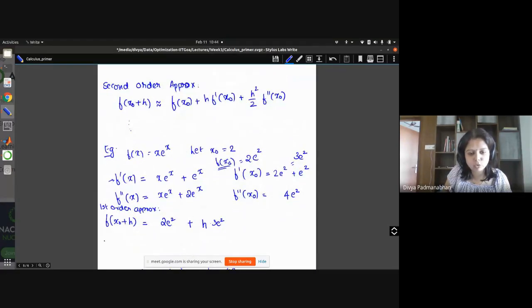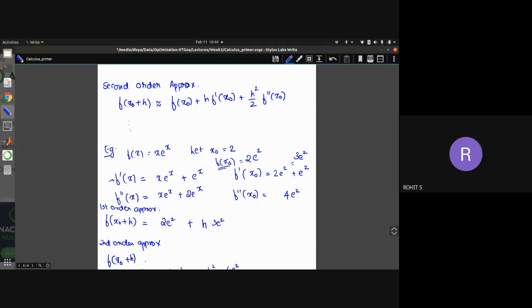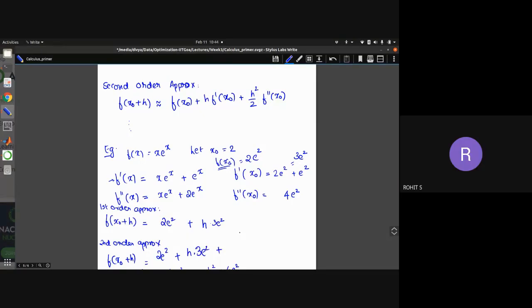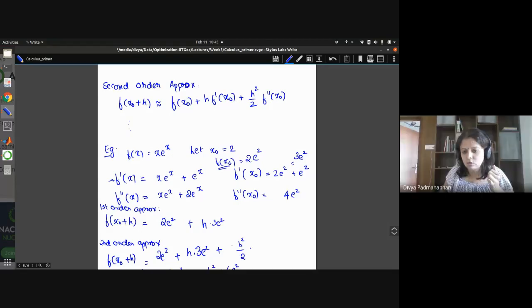let's have some of you try it out. The second order approximation, can you tell me? This one, yes, h times 3 e square plus h square by 2 times 4 e square, or h square times 2 e square. Yeah, 2 h square e square, right?